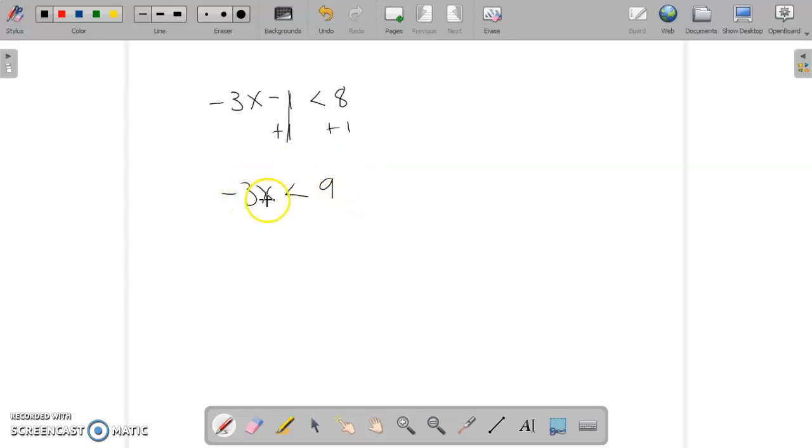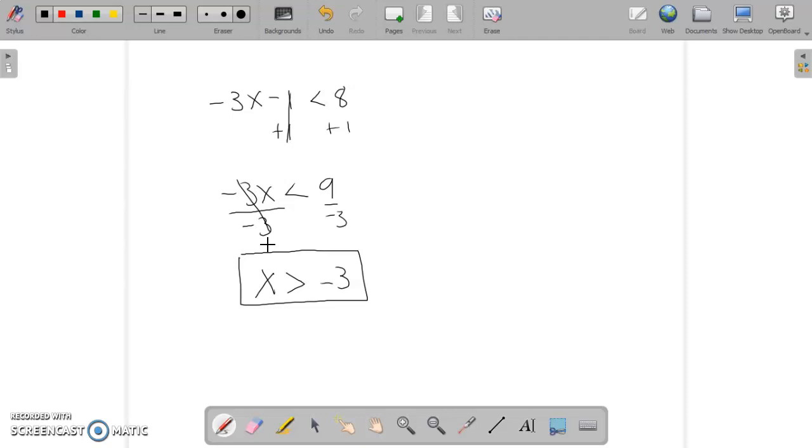The negative 3 is being multiplied to the x. So to get rid of it, you have to divide. So divide by negative 3, and here we go. This cancels. X, and here's one of the rules. Whenever you divide by a negative number, the inequality flips. So instead of being less than, it is now greater than. 9 divided by negative 3 is negative 3. And this is your answer. Now, of course, we're going to run more examples, so don't stress too much about it.